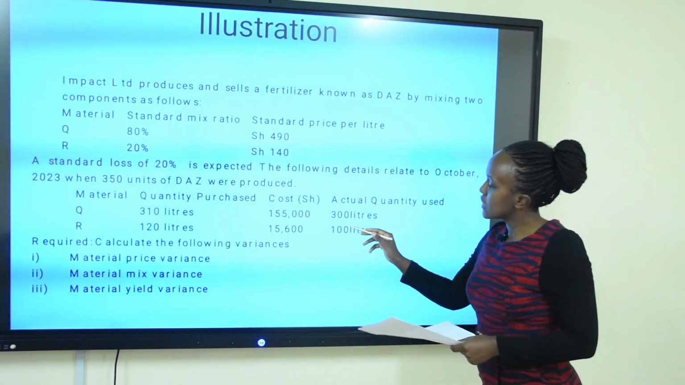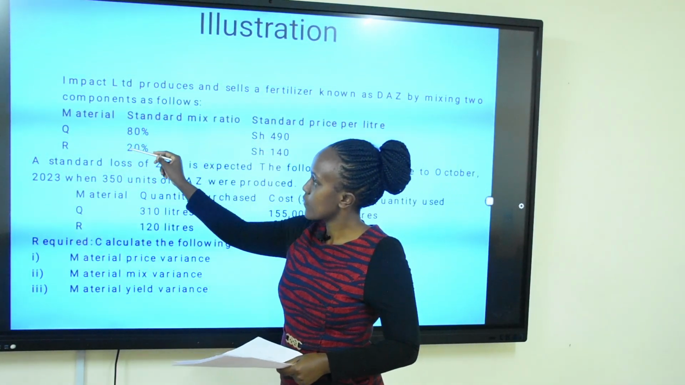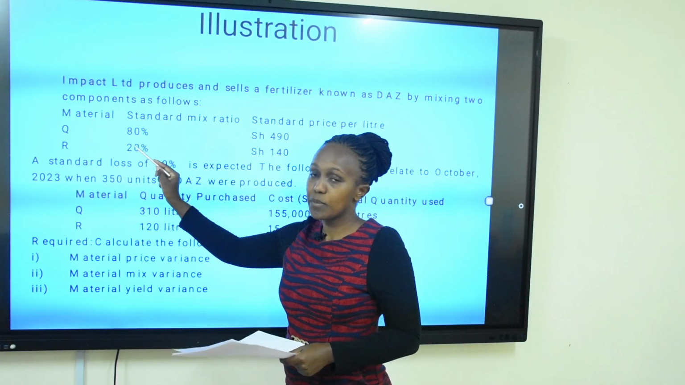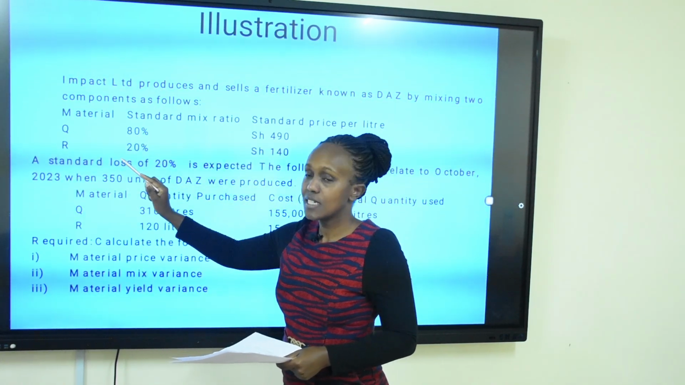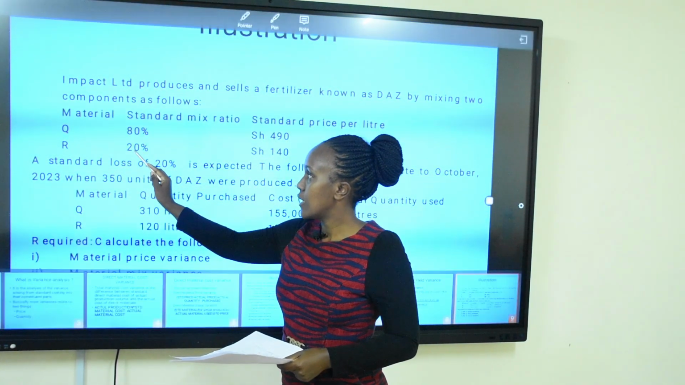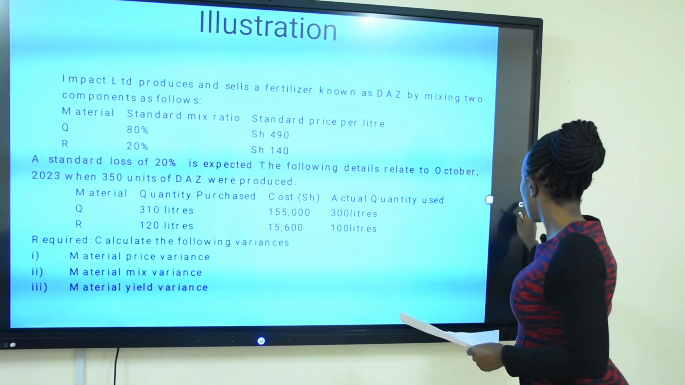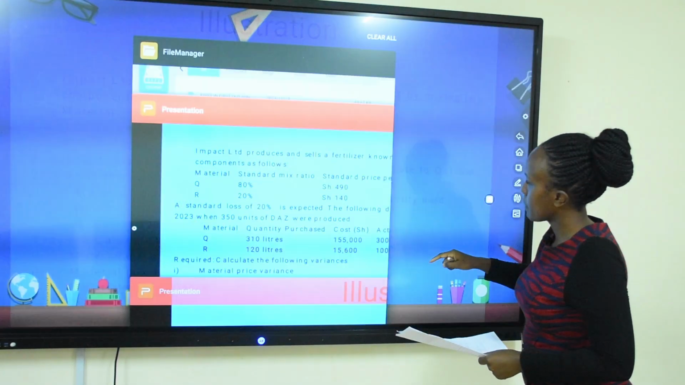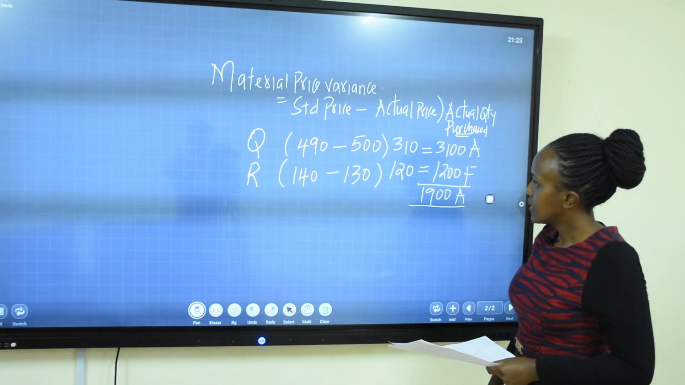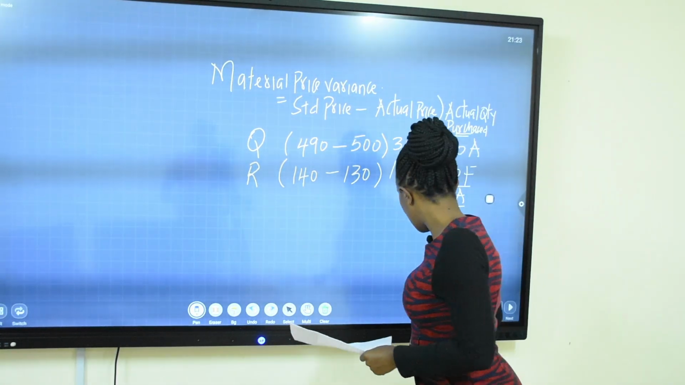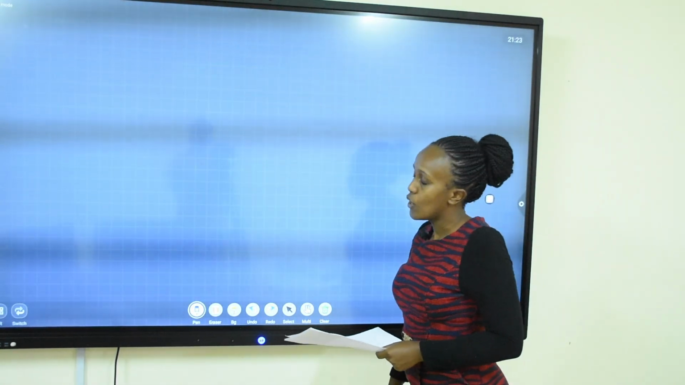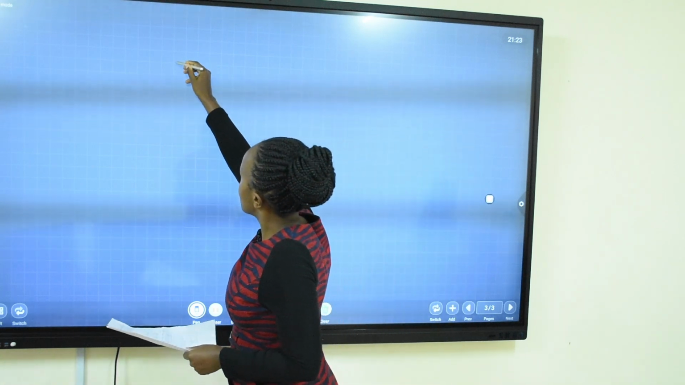And then we are going to look at how they are supposed to mix. What is the standard mix? They were supposed to mix in the ratio of 80% of Q and 20% of R. So with that in mind, allow me to go back here and add another column where we are going to look at the material mix variance.